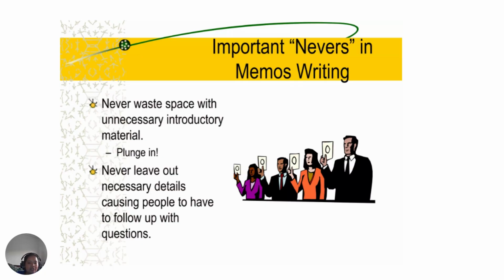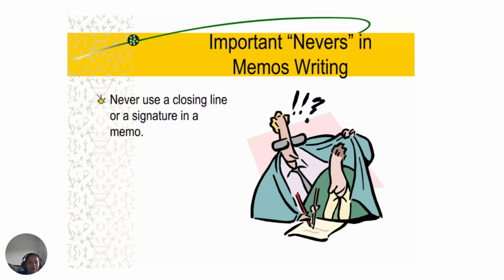Never leave out necessary details, causing people to have to follow up with questions. Okay? So again, as I'm telling you, try to make it brief, concise, and clear so that there will be no more follow-up questions. Never use a closing line or a signature in a memo. For others, they have what we call an approving authority, but they don't put any signature line.